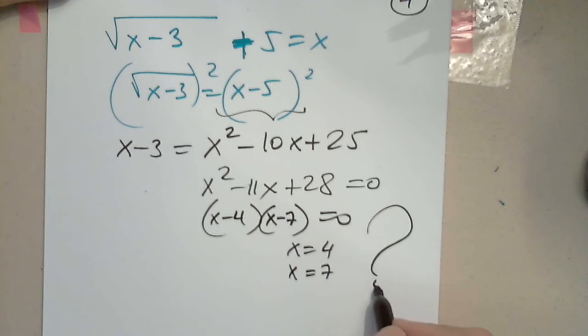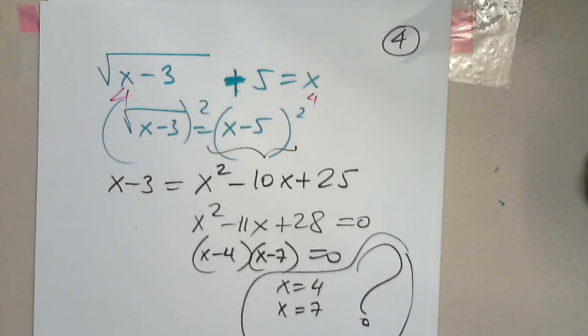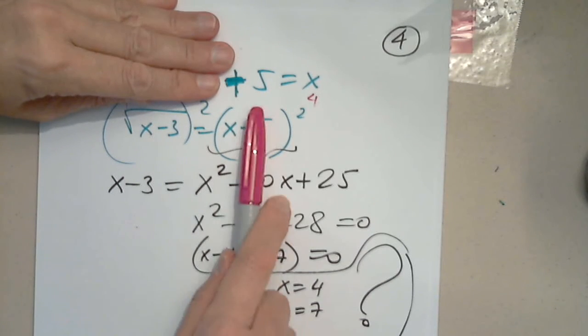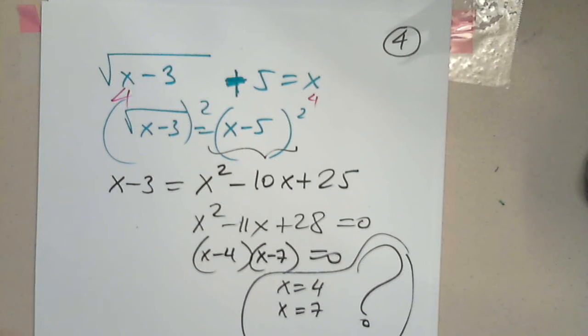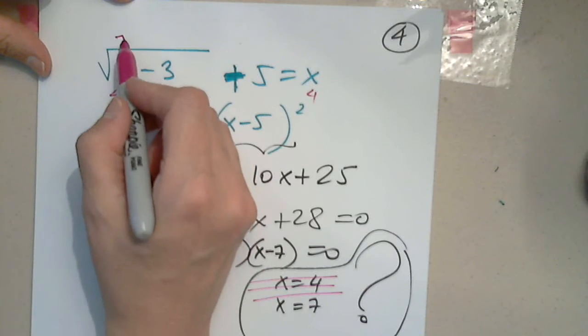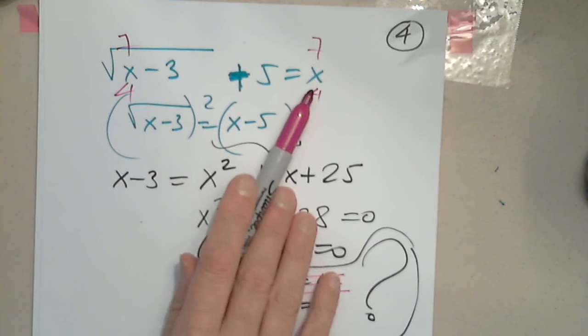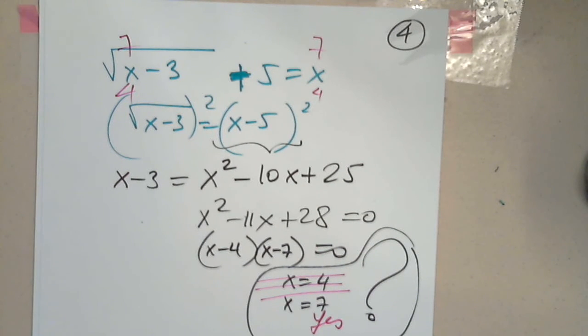But remember, we're using a principle that may create false solutions, or we call them extraneous solutions. I have to go back and check. So when I go back and check back to the original problem, and I check 4, I know it's not going to work, because 4 minus 3 is 1, and 1 plus 5 is not 4. So I know this one is useless. Now I'm checking 7, and that's fine, because 7 minus 3 is 4, the square root of 4 is 2. 2 plus 5 is 7, and I'll say yes to x equals 7.